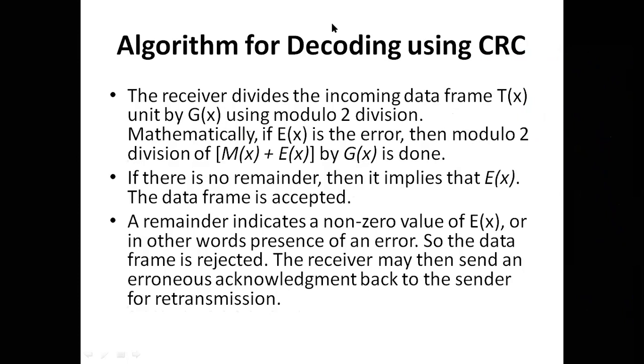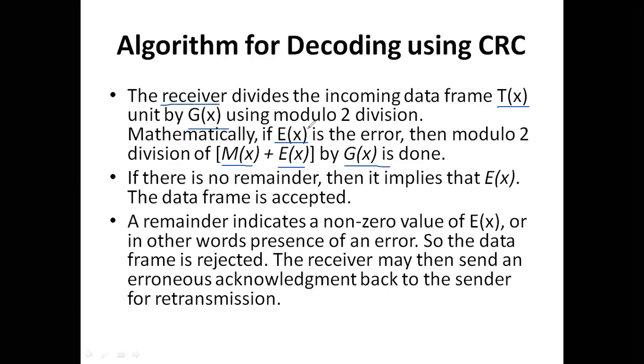So this is the decoding process. Encoding is at the sender side, and decoding is at the receiver side. The receiver divides the incoming data frame, that is t of x, by g of x using modulo 2 division. Mathematically, e of x is the error, and modulo 2 division of m of x plus e of x by g of x is done.